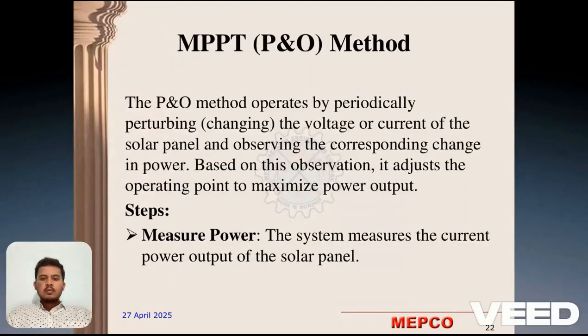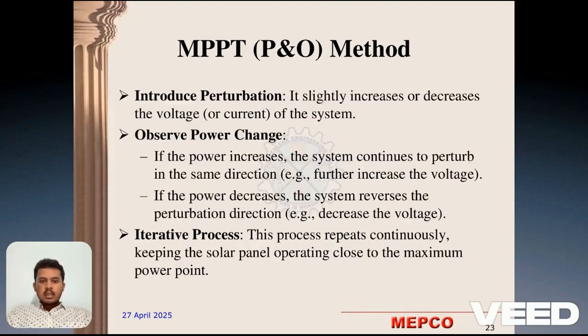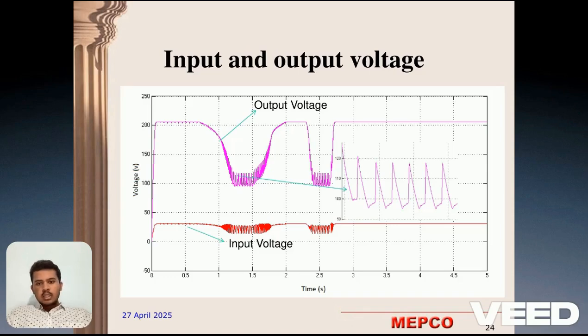I am Prasant from Mepco Schlenk Engineering College. MPPT P&O method: the P&O method periodically observes changes of the voltage, measures power, and introduces a slight perturbation to increase or decrease the voltage, and it observes the power change. If power increases, it continues to perturb in the same direction, and if power decreases, it reverses the perturbation direction. So the input and output voltage fluctuation can be reduced.